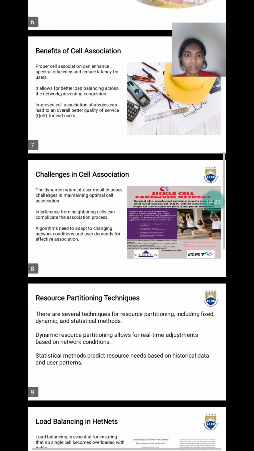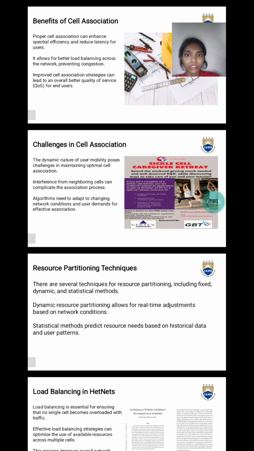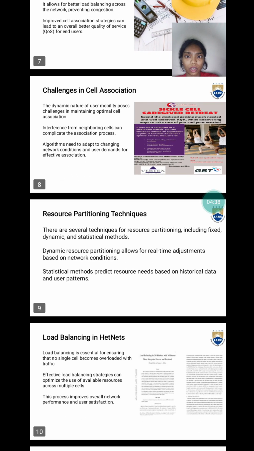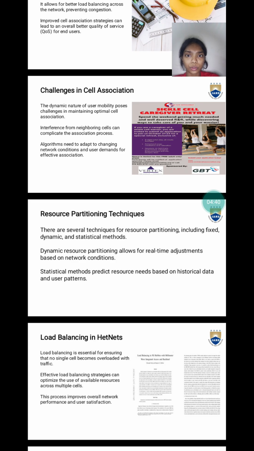Challenges in cell association. The dynamic nature of user mobility poses challenges in maintaining optimal cell association. Interference from neighboring cells can complicate the association process. Algorithms need to adapt to changing network conditions and user demands for effective association.